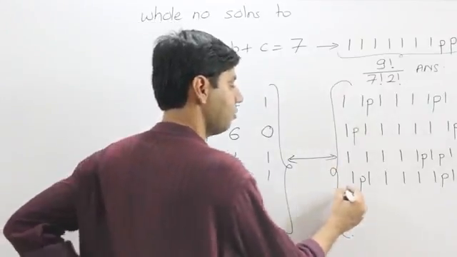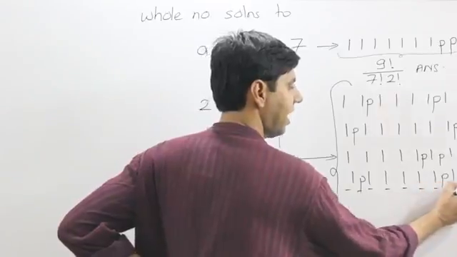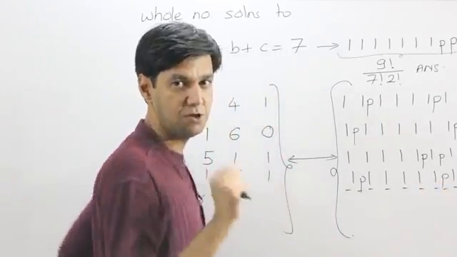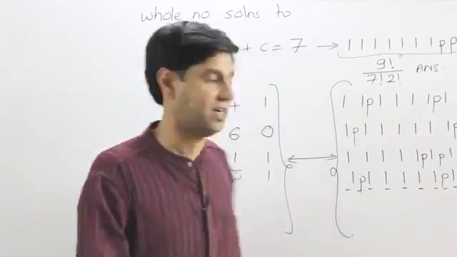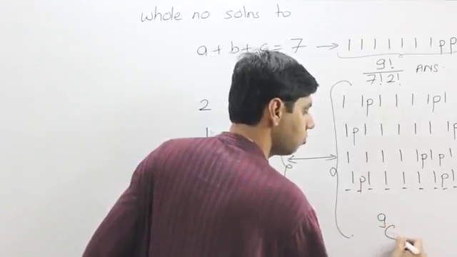There is an alternate way also. In every one of these, if you look, there are 1, 2, 3, 4, 5, 6, 7, 8, 9 positions. What are those 9 positions? The 7 ones and 2 partitions. So out of these 9 positions, any 2 could be partitions.